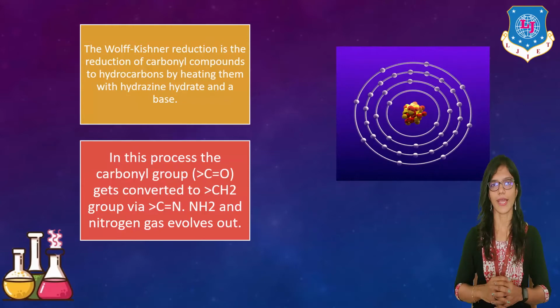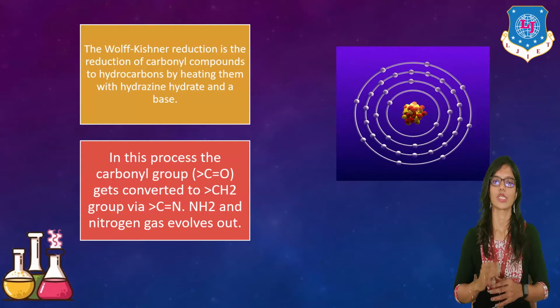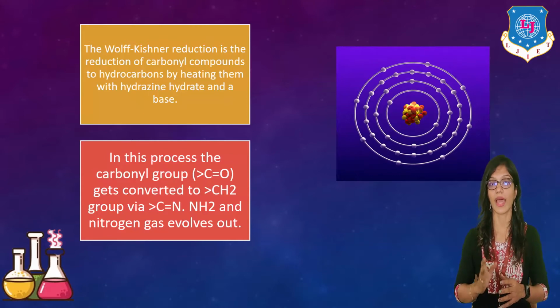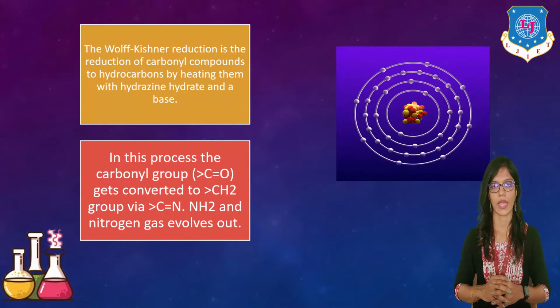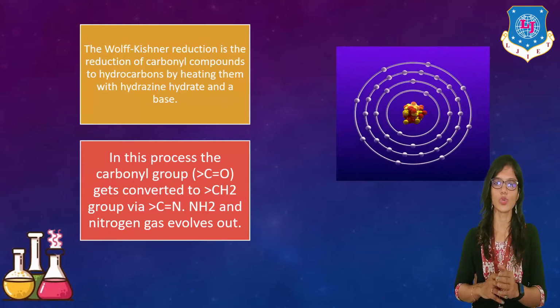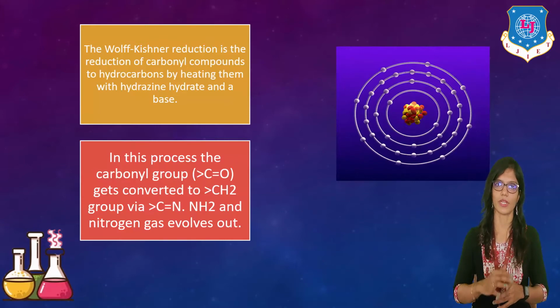So the Wolff-Kishner reaction is also known as the Wolff-Kishner reduction. The Wolff-Kishner reduction is the reduction of carbonyl compounds to hydrocarbons by heating them with hydrazine hydrate and a base. So basically we will do the reduction of carbonyl compounds, which will be converted to hydrocarbons using hydrazine hydrate and base. We will provide a higher temperature here.